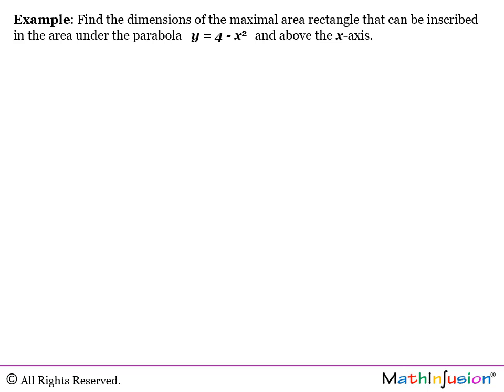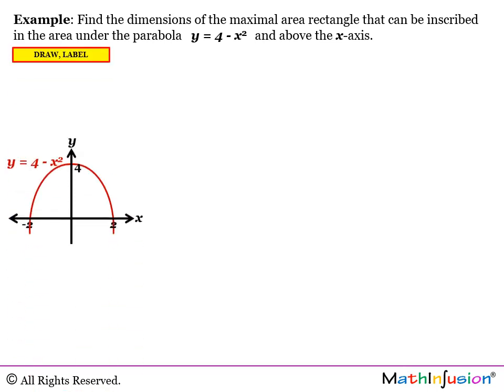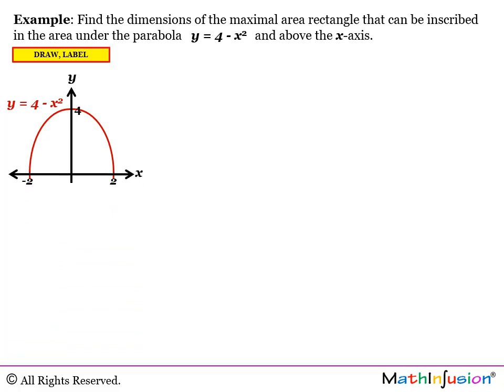Let's now find the dimensions of the maximal area rectangle that can be inscribed in the area under the parabola y equals 4 minus x to the power of 2 and above the x-axis. A good picture is a must, so here's a good picture. Here is the parabola y equals 4 minus x to the power of 2.